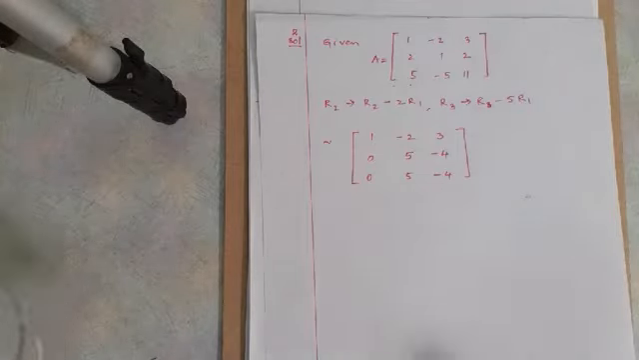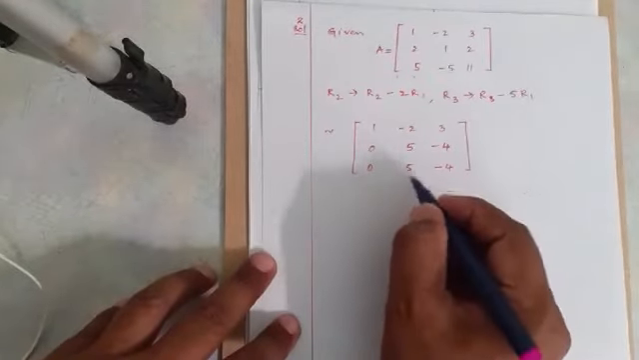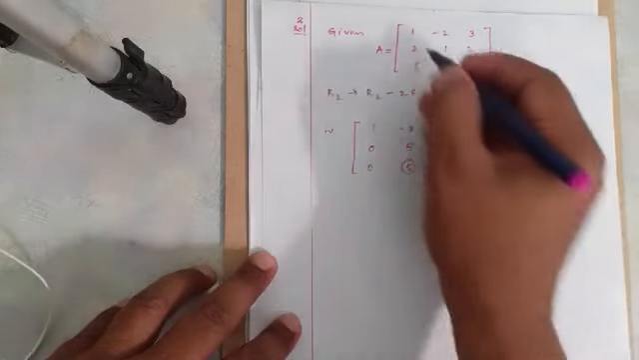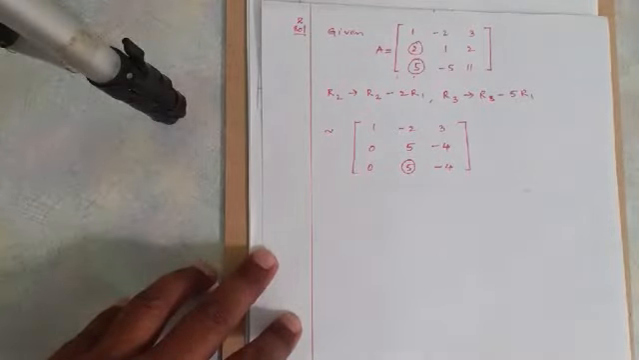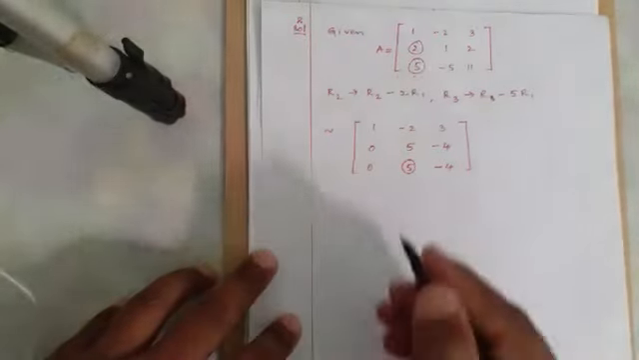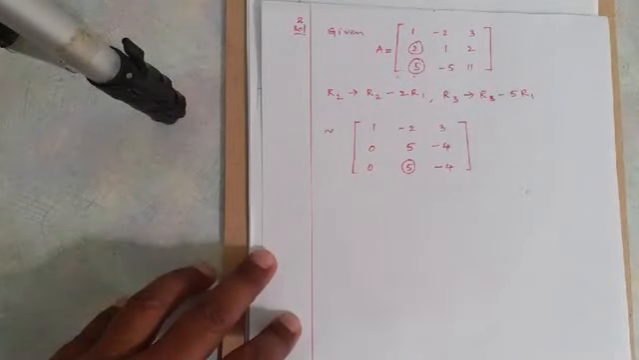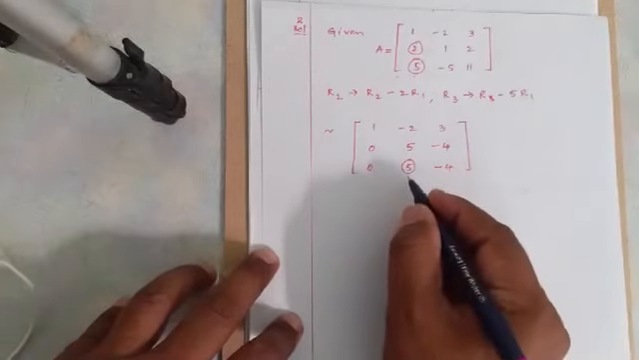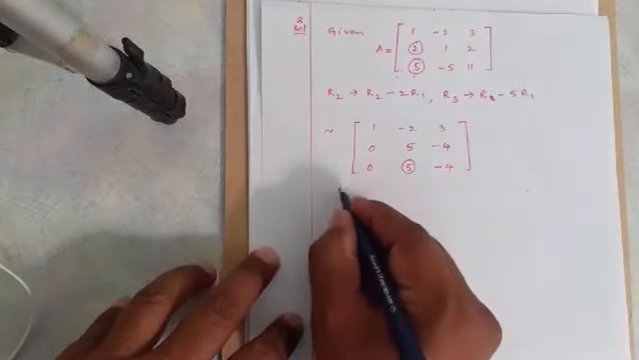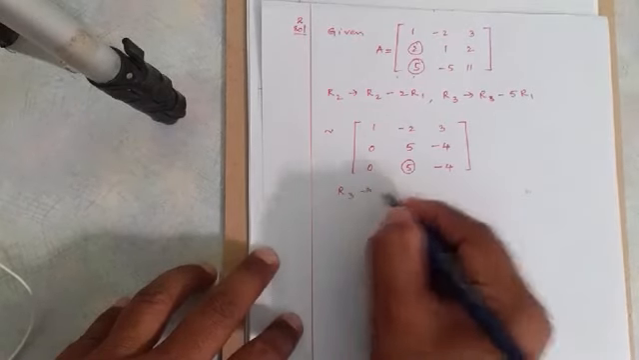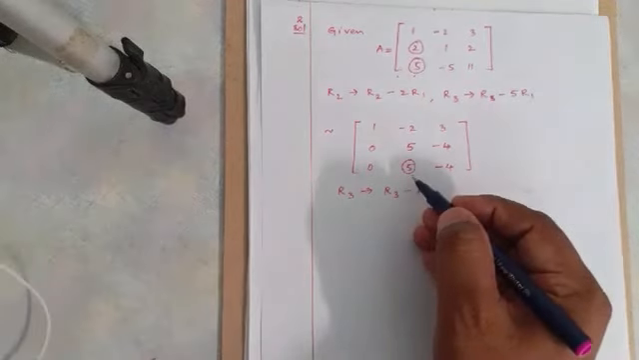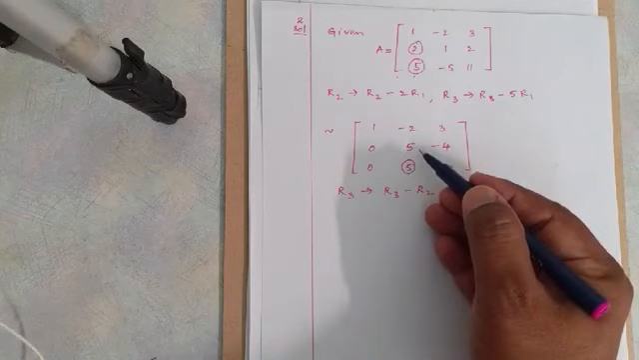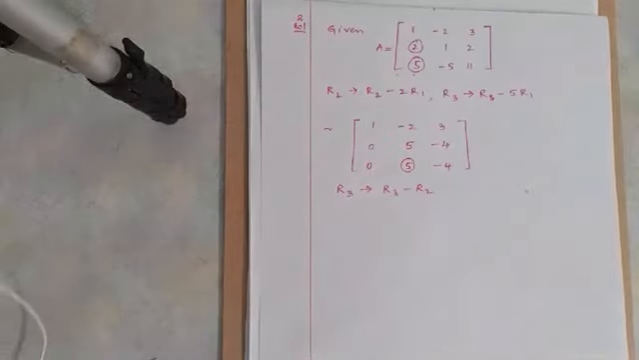Then after that, our intention is to make this element 0 now. We have made this element and this element 0 first. After making that, we are making this element 0. So for making this element 0, we write the operation R3 tends to R3 minus R2, because you have 5 here, and in R2 we also have 5. So when you subtract that, we get 0.